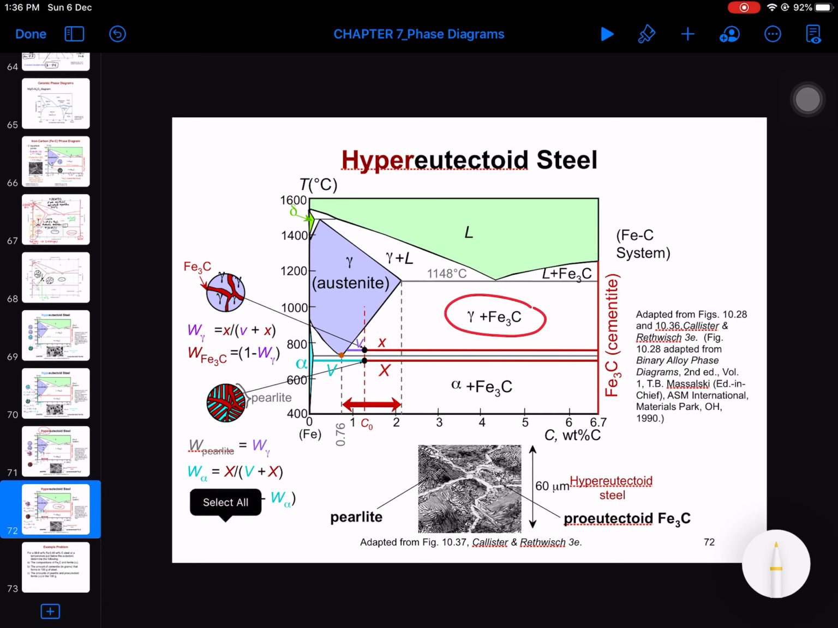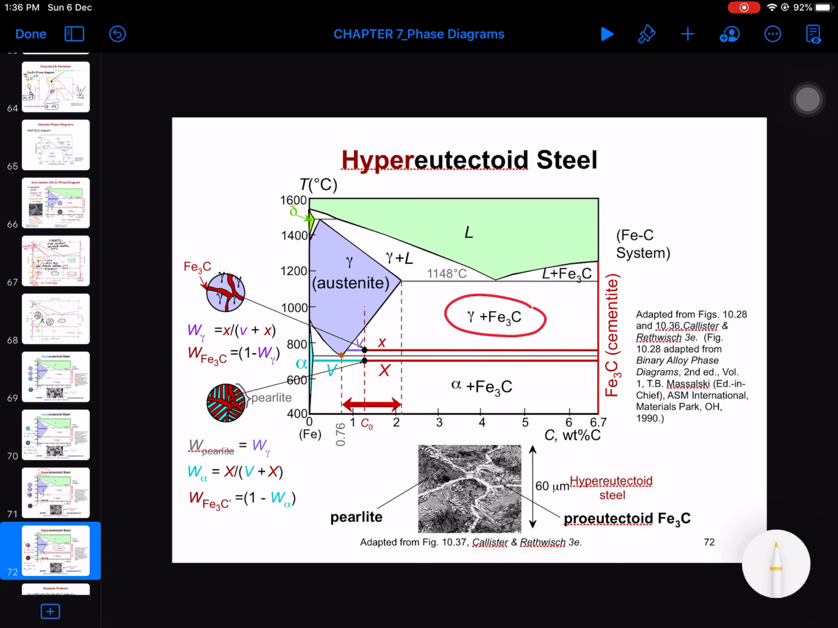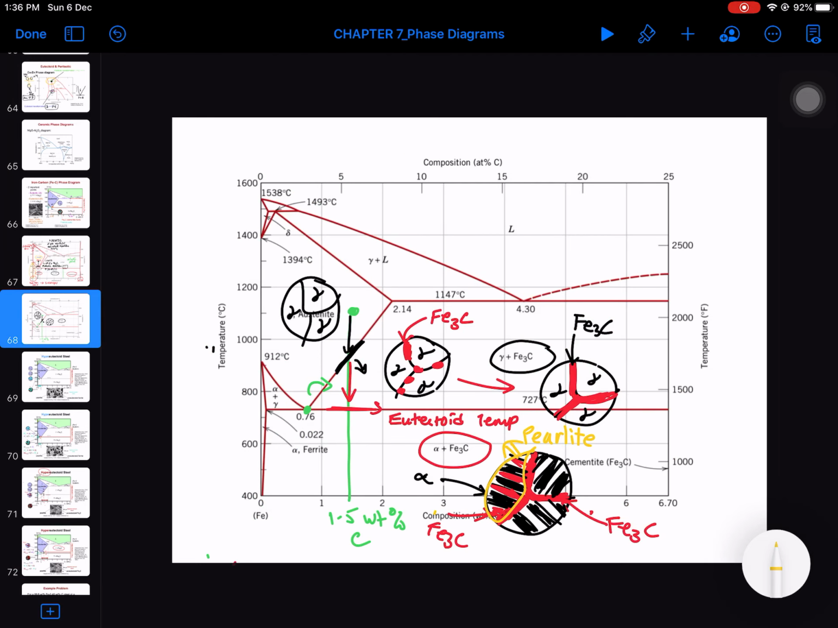Then before we go, let's try to look at one example that concerns the phase analysis for the iron and iron carbide phase diagram.